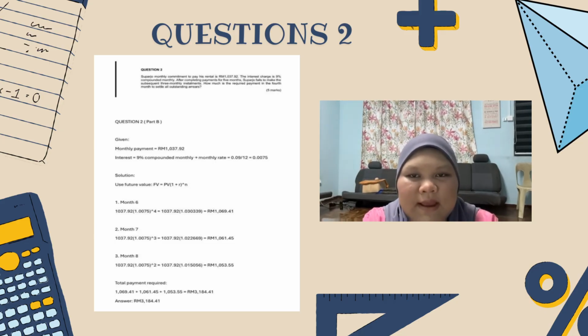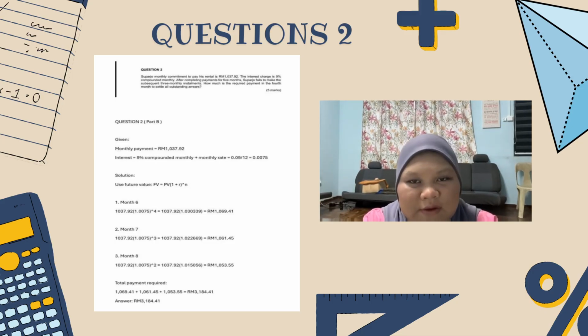Since each missed payment has a different overdue period, we calculate them separately using FV equals PV times 1 plus i, power n. Month 6, 1,037 ringgit 92 cents times 1.0075 power 4 equals to 1,069 ringgit 41 cents. Month 7, 1,037 ringgit 92 cents times 1.0075 power 3 equals to 1,061 ringgit 44 cents. Month 8, 1,037 ringgit 92 cents times 1.0075 power 2 equals to 1,053 ringgit 55 cents.